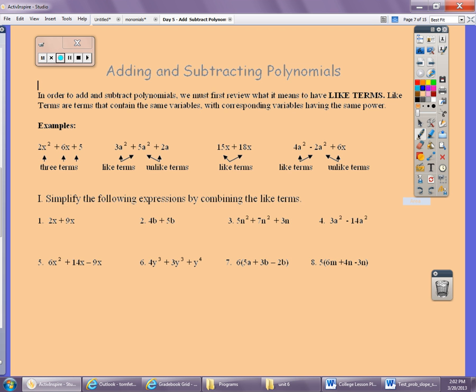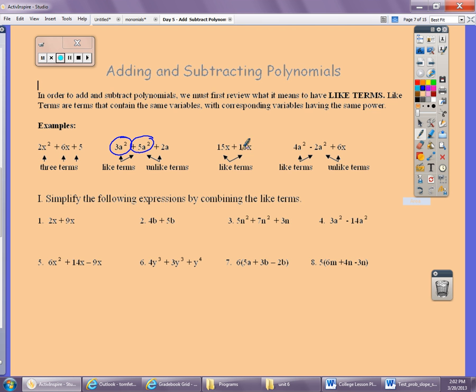So now this first example shows our three terms. We have 2x squared, 6x, and 5. They don't have the same power, so we have x squared and x. They're not the same. The next one, we have 3a squared, 5a squared, and 2a. So 3a squared and 5a squared are like terms since they both have a squared. But 2a is not a like term.